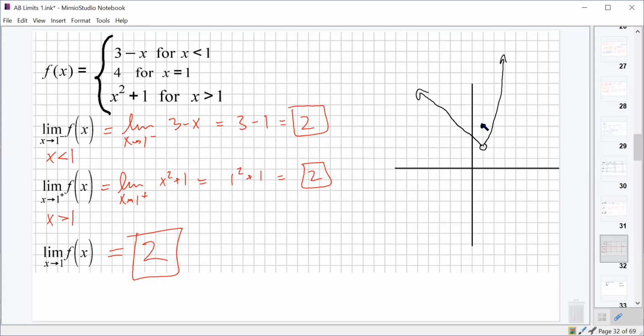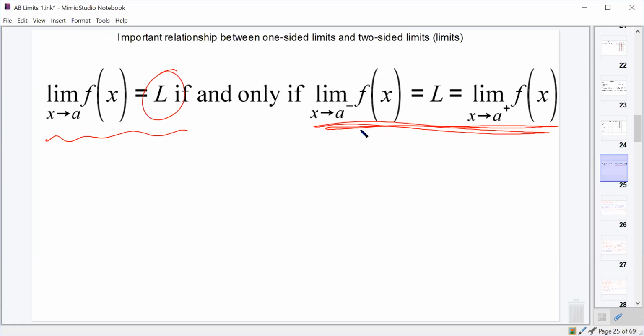Wait, so what if the limit as x approaches 1 from the left and the limit from the right are different, but there's still a given point for x equals 1? Would the limit be the value at x equals 1? No, it would not be. That limit would not exist. The limit from the left and the limit from the right have to equal the same number, otherwise the limit cannot exist.